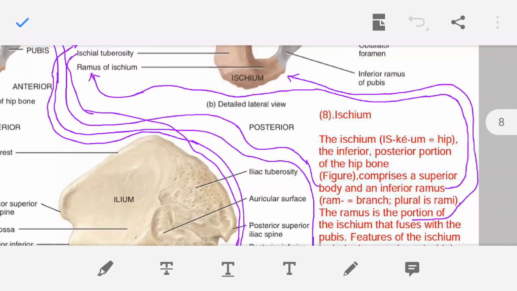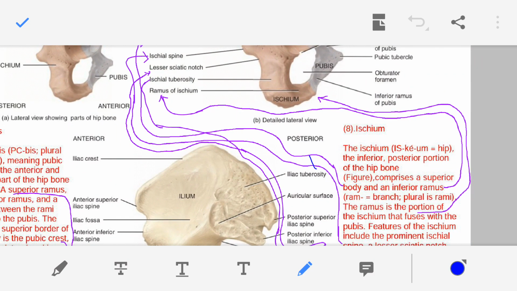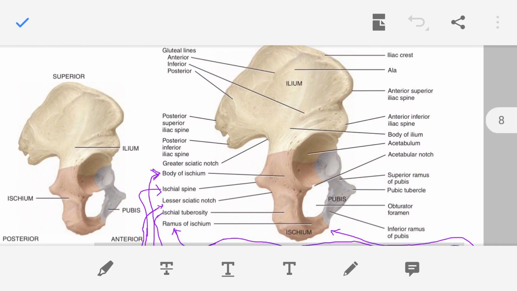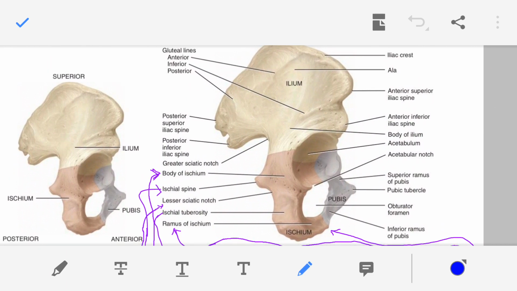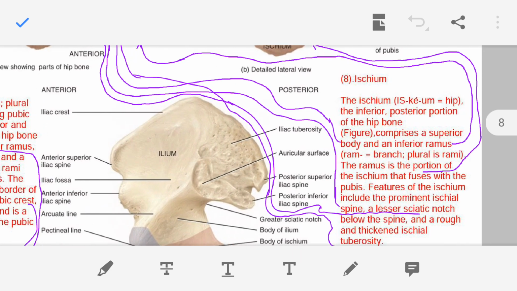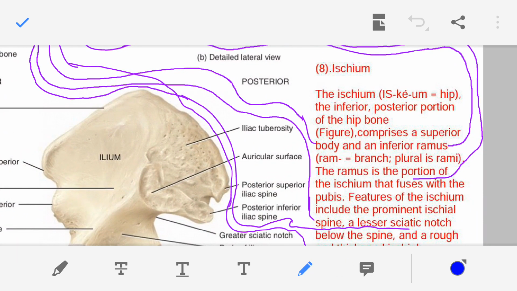First of all, the ischium is the inferior and posterior portion of the hip bone. So now you can see it is present inferior to the ilium, and posteriorly it is situated. So this was the first line for this point.